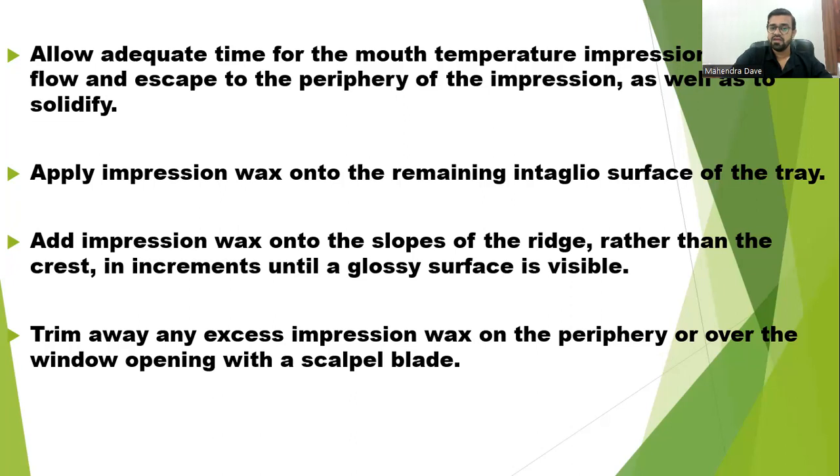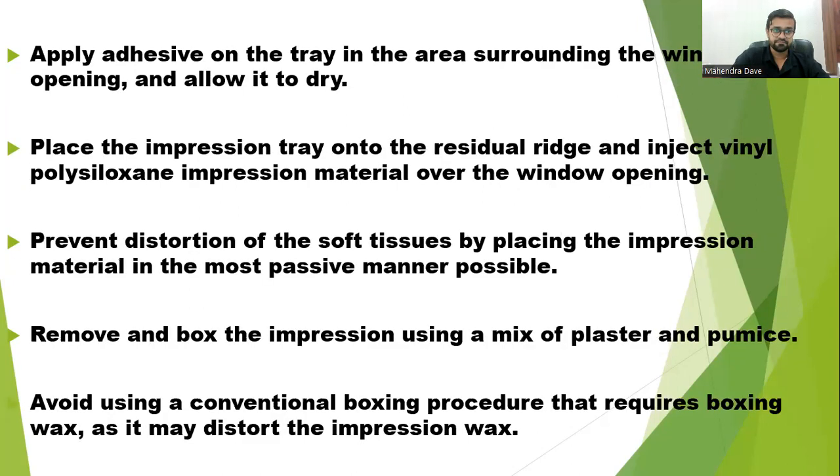Then we apply the impression wax onto the entire surface of the tray by adding the impression wax onto the slopes of the ridge rather than the crest, in increments, until a glossy surface is visible. We trim any excess impression wax on the periphery or anything over the window opening with a scalpel blade. Then we apply a tray adhesive on the tray in the surrounding area of the window opening and allow it to dry.